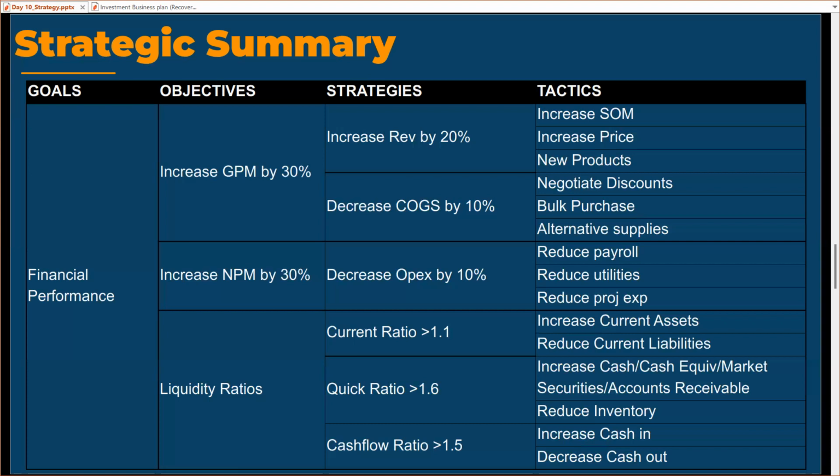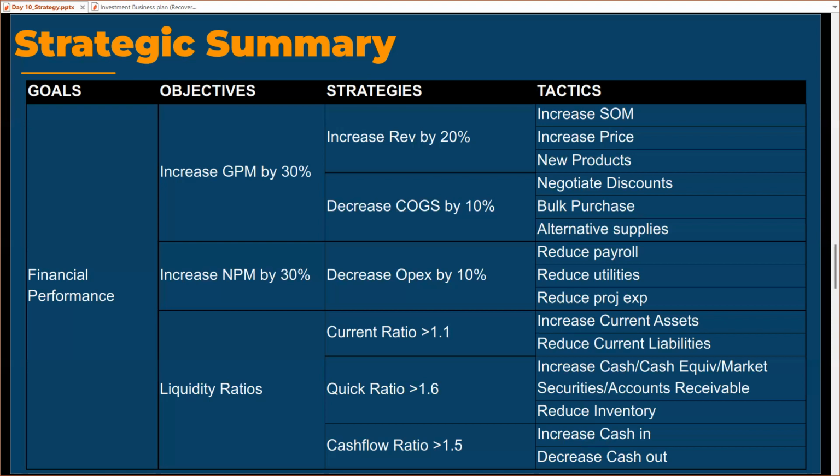And why are we doing this? Because we have a strategy to decrease our OPEX by 10%. Why did we negotiate discount? We have a strategy to reduce our cost of goods by 10%. Why did we increase our share of market? Because we want to increase our revenue by 20%. By doing this, we are addressing our gross profit margins, which is our financial ratios, our profitability ratios. So we have addressed how we are going to increase our profitability ratio, gross margin, and net margin.